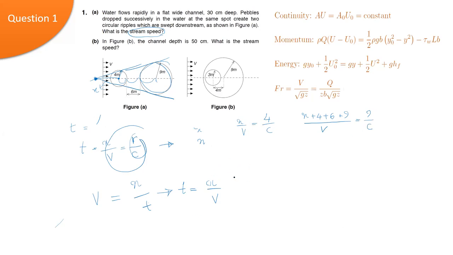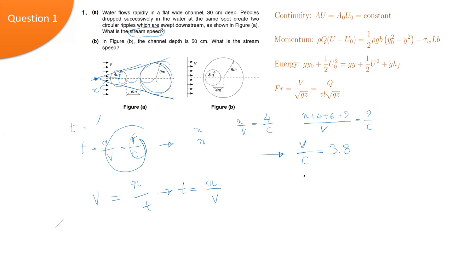So if you solve this equation, you get to the answer. This is the main thing about it. So if we see the final answer, we can get that V over C would be 3.8.